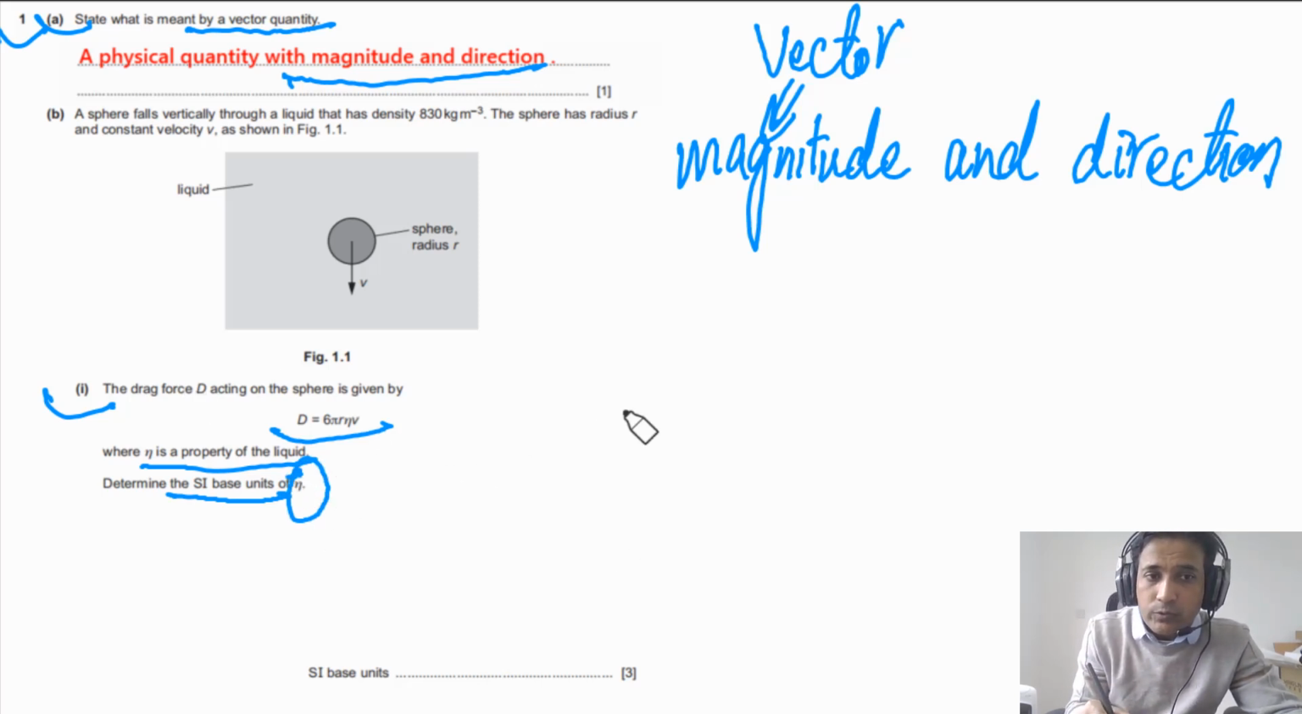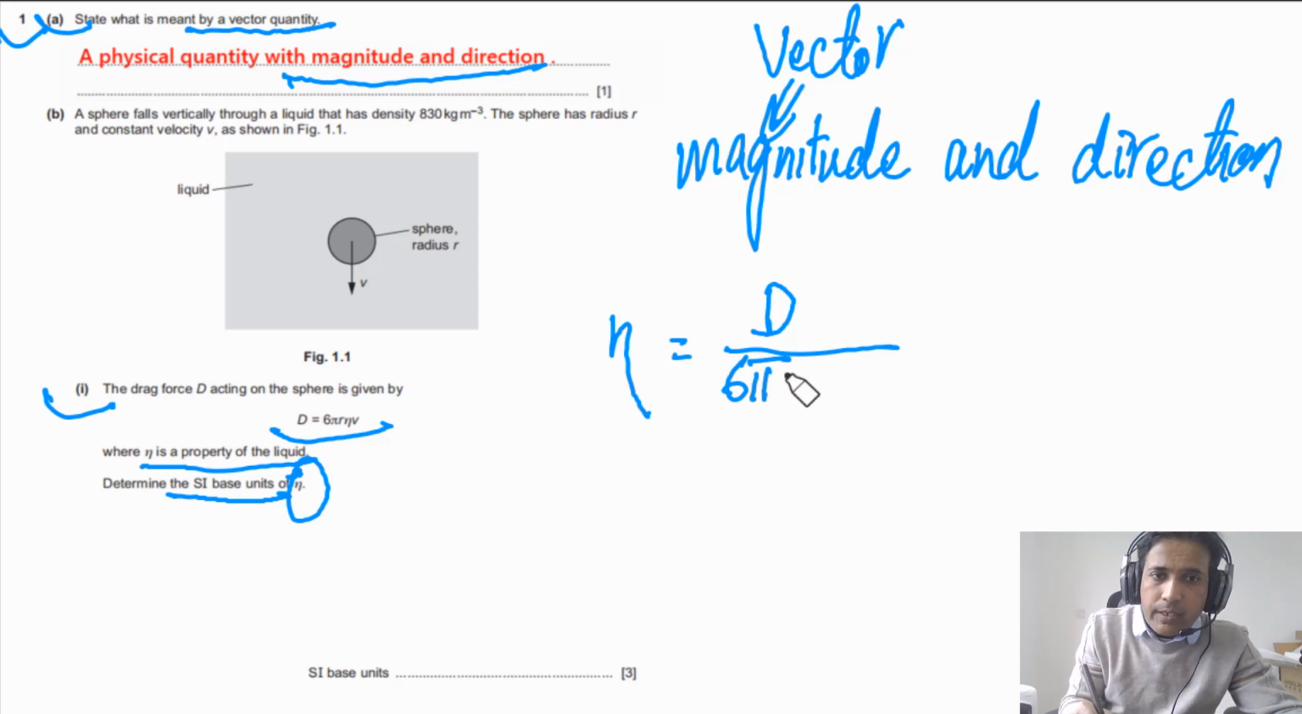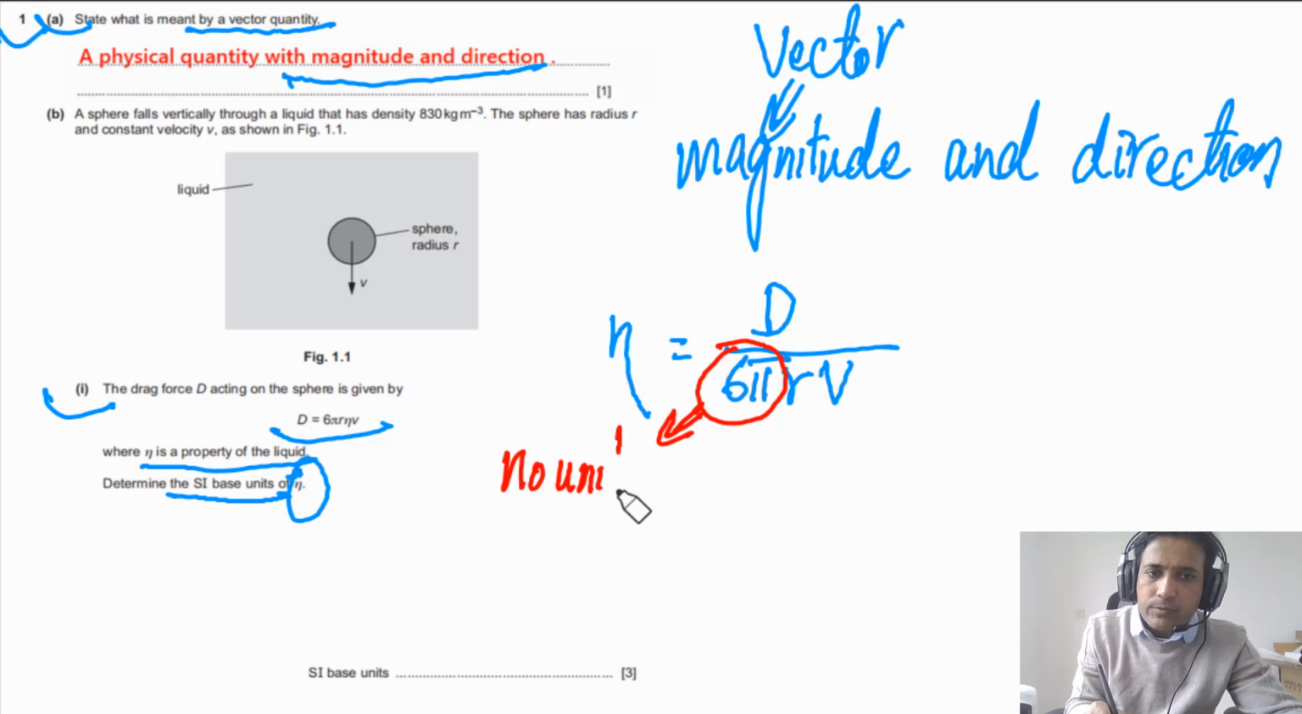First of all, you can rearrange this. So eta will be equal to D, the drag force, divided by 6 pi R V. The first thing we need to understand is that 6 pi is a constant, so it has no unit.